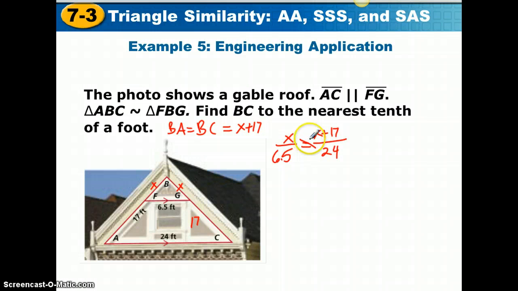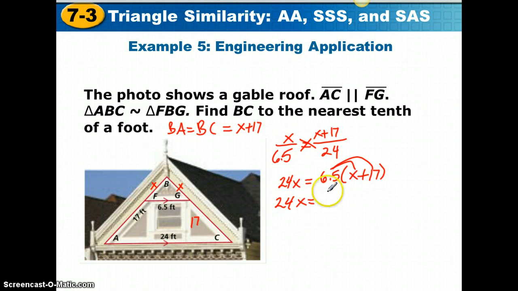So we're going to cross multiply here and get that 24x equals 6.5 times x plus 17. And when we do that, when we distribute the 6.5 to both of these, we get that 24x equals 6.5x plus 110.5.